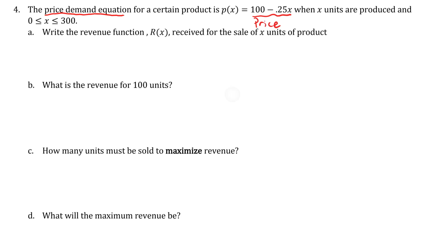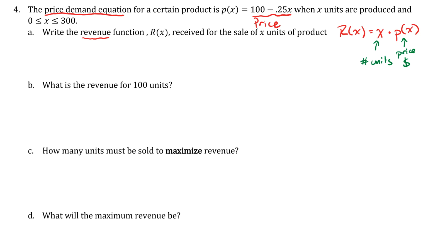Now we're wanting the revenue function. Here's how we find revenue. The revenue, R of x, is just going to be x, which is the number of units, times P of x, which is the price. So all we're saying with this is the revenue function is the number of units that you're wanting to sell times the price that you're selling them at.